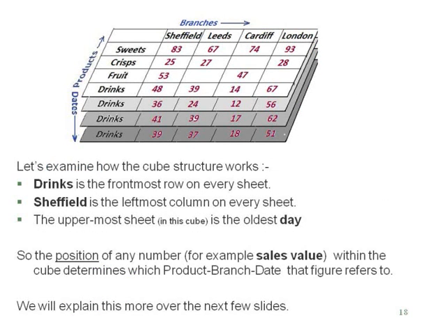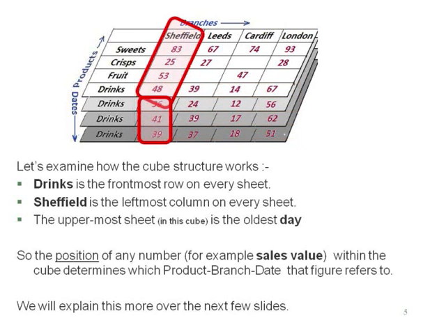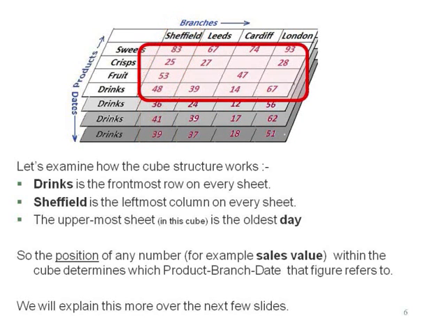So let's examine how the cube structure works. You can see that drinks is going to be the frontmost row on all of the sheets. And then the city of Sheffield is going to be the leftmost column on every sheet. And in this cube, the top sheet is going to be for the oldest day. Finally, we can look at individual entries. Position of any number within the cube determines which product, which branch, and which date that figure belongs to. There's more detail about this in the next few slides.